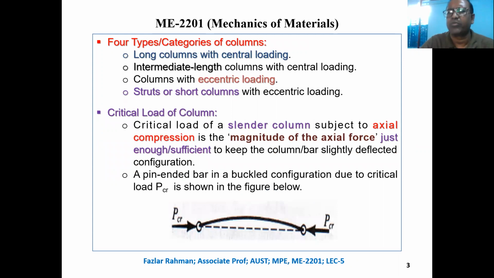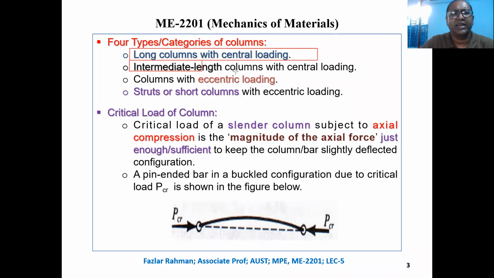Now, types of columns. Depending on the geometry of the cross section and the length, based on these two criteria, columns are defined in four types. Number one is called a long column with central loading. Central load means the direction of the load goes through the CG of the cross section. So that is called central loading.